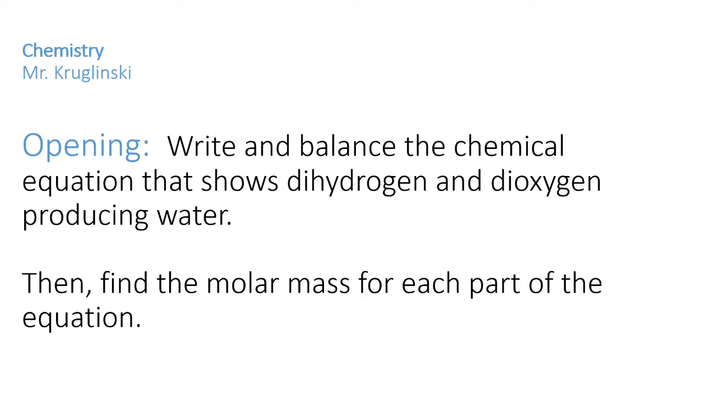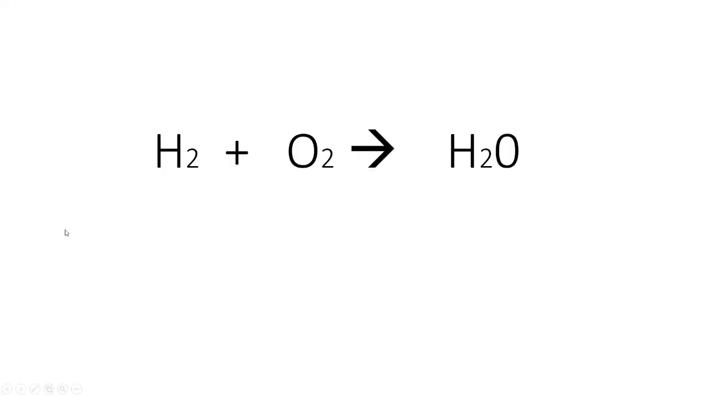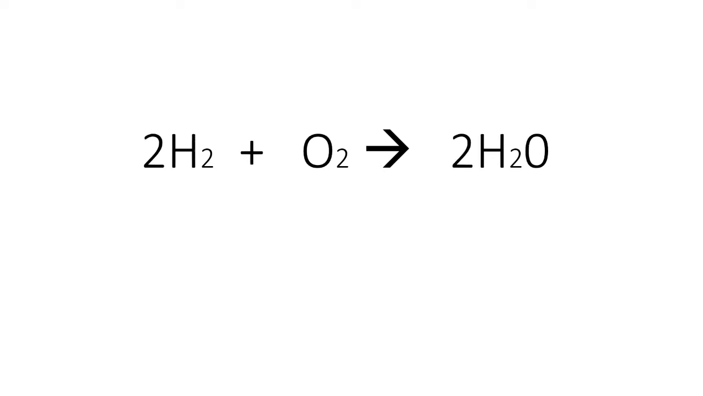Okay, we're back. Write and balance the chemical equation that shows dihydrogen, that's H2, and dioxygen, that's O2, producing water. So hopefully you wrote this: H2 plus O2 produces H2O, but that is not a balanced chemical equation. Hopefully by now you know how to do that, or you have it memorized. This is a good one to have memorized. The molar ratio is 2 to 1 to 2. 2 moles of dihydrogen plus 1 mole of dioxygen yields 2 moles of H2O, 2 moles of water.